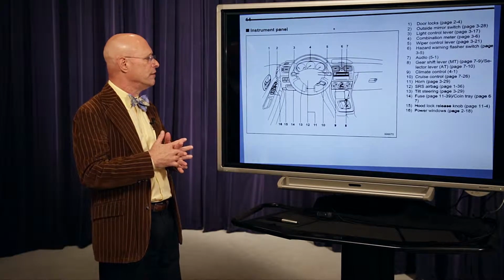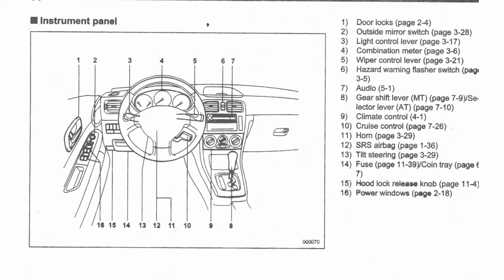This is a page from the owner's manual from a car that I used to own, and obviously this is a picture of the dashboard of the car. The information in the text over on the right-hand side describes the elements on the dashboard in the order that they actually exist in space across the dashboard. So number 1 says door locks. Number 2 is about the mirrors and the window operation, and so on across the dashboard.